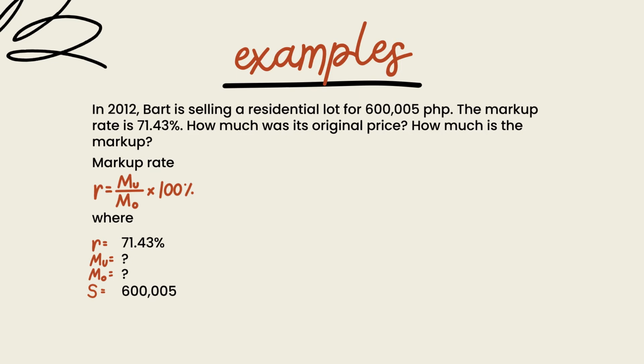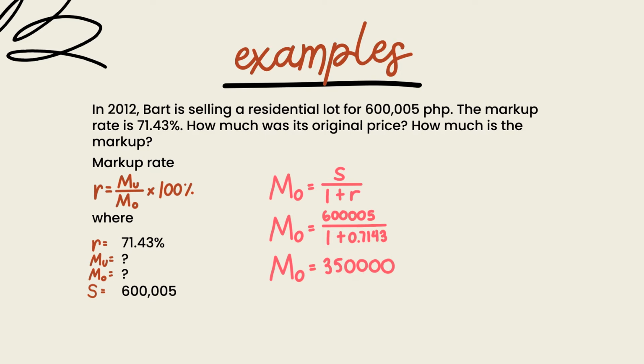Paano naman kung ang nawawala ay yung markup at original price? So, same thing, what you're going to do is just to manipulate the formula. So, we have here M sub O is equal to S over 1 plus R. So, just substitute the value of S and R. So you would get 600,005 over 1 plus 0.714, and it would give you the original price of 350,000.